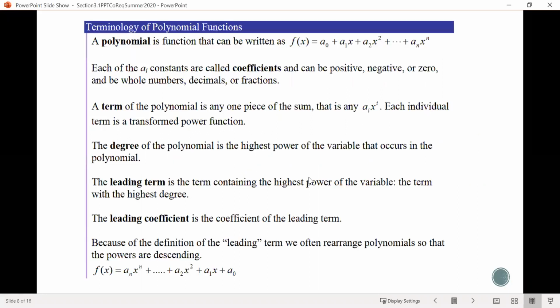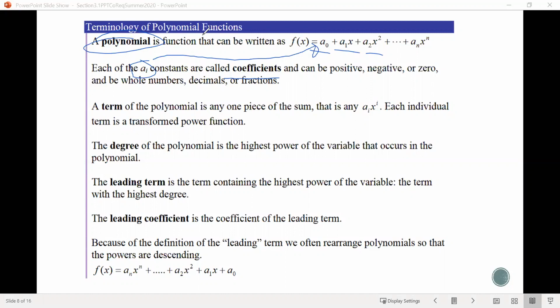Well, it's what we call a polynomial, okay? A polynomial is written as f of x equals some a naught, which means some coefficient, plus a1 times x plus a2 times x squared, and so on. Basically, if you add together a bunch of power functions, that's what makes a polynomial. In a polynomial, each of those a sub i things are called coefficients. Those are the numbers that are next to the variables or by themselves. They can be positive, negative, or zero, and whole numbers, decimals, or fractions.